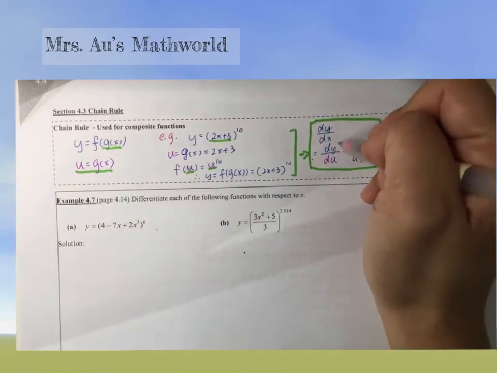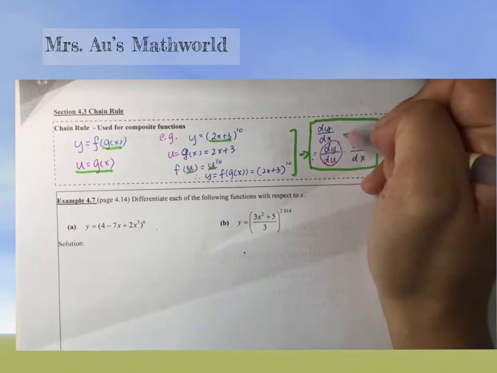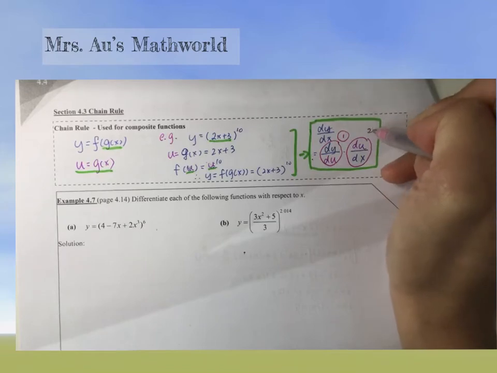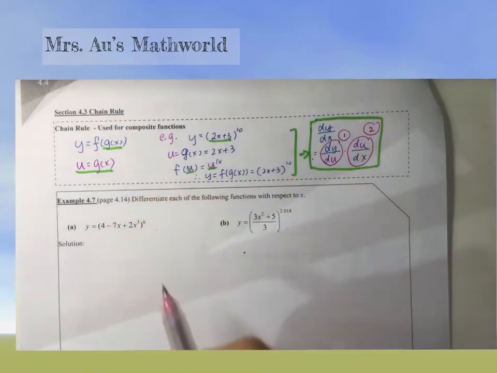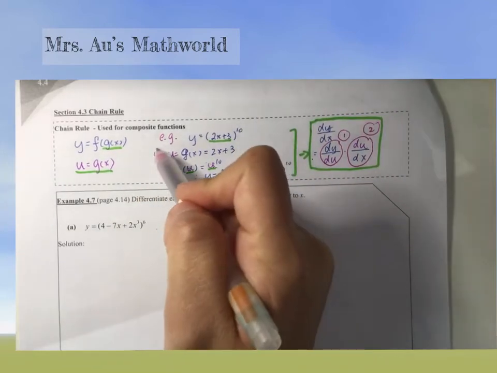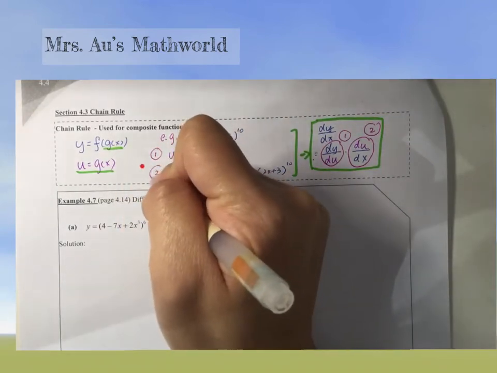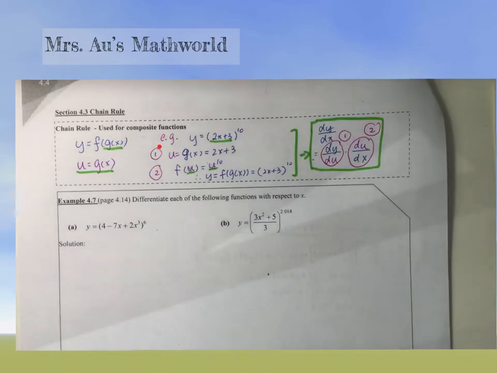So here is the formula. Step 1, differentiate this part, and also step 2. So the first part should be these two reversed.